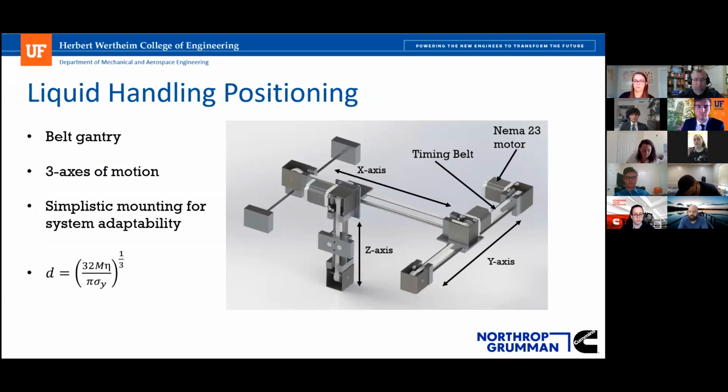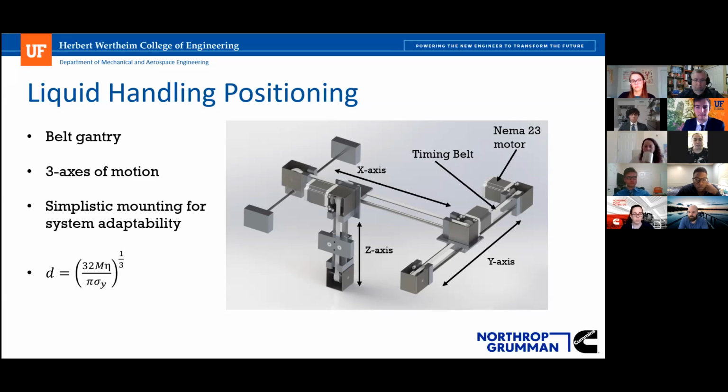Next we're going to talk about our liquid handling position. One of our goals as a team was, instead of reinventing the wheel on some of the subsystems, to use solutions that are found to work over and over again and implement them for this application. So we decided that a belt gantry would be the best fit for this project.